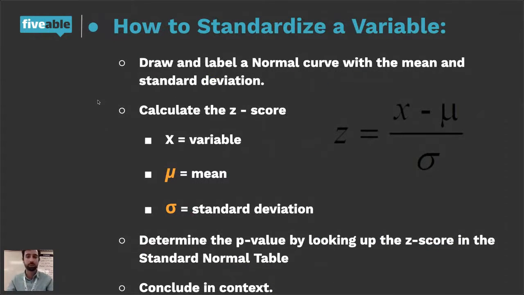How do we standardize a variable? So we have this SAT score, or we have this vocab score. How do I standardize it? Well, the first thing you're going to do is draw and label a normal curve with the mean and standard deviation. Then you're going to calculate what's called a z-score.